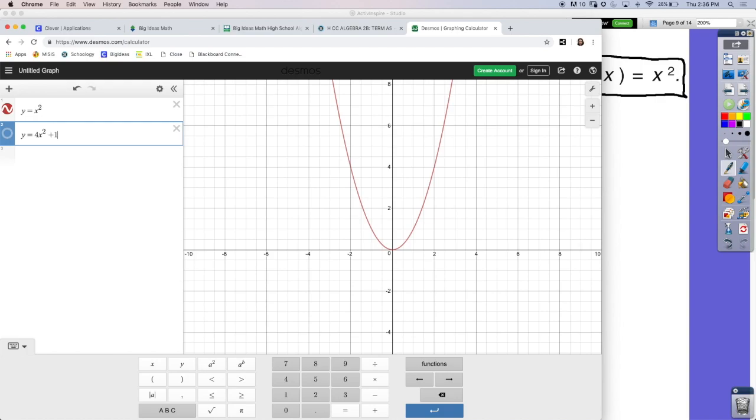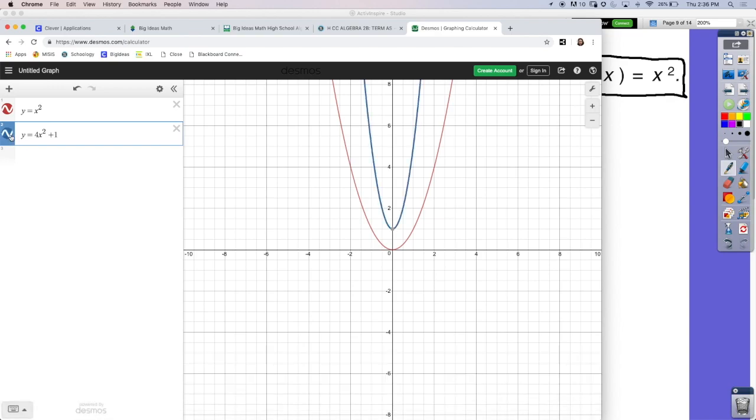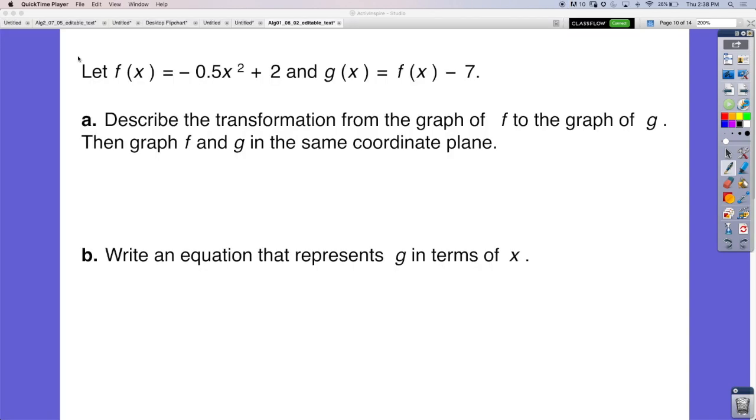So look at the parabola. What's happening to the parabola? It's getting skinnier, right? Now not only is it getting skinnier, but it's also moving 1 unit up. So here's my parent function. It's a stretch of 4, and then I'm going to go up 1. That's what it's going to look like. So here it is. Did it stretch and get skinnier? Yes. Did it move 1 unit up? Yes. Perfect.